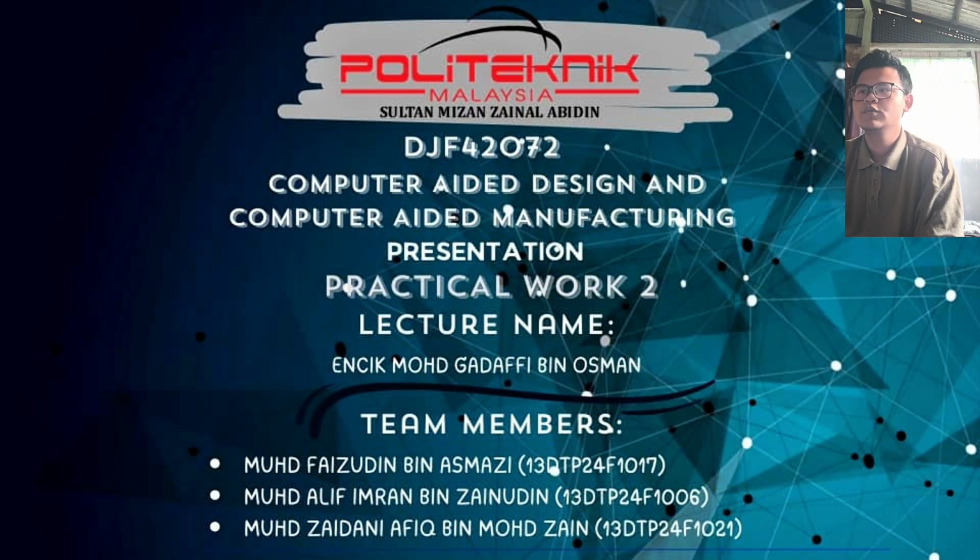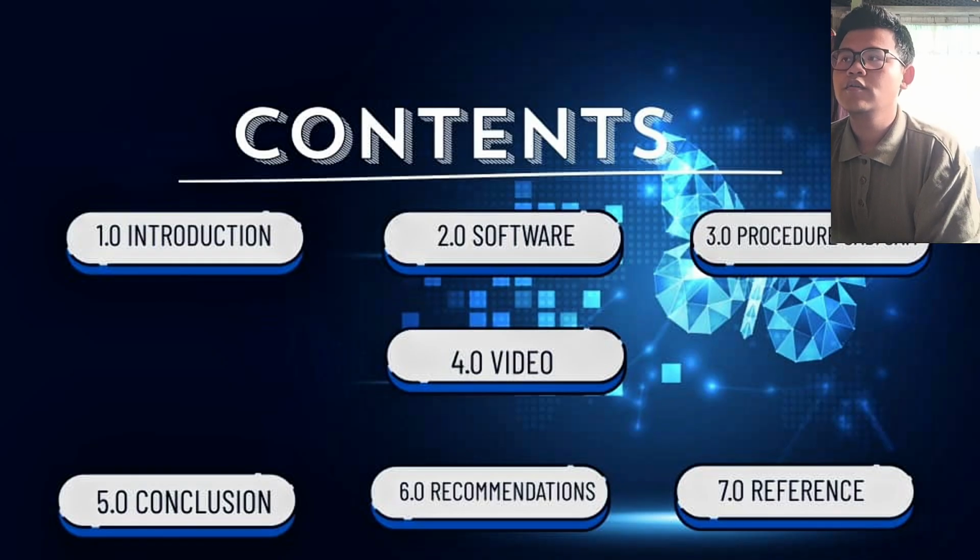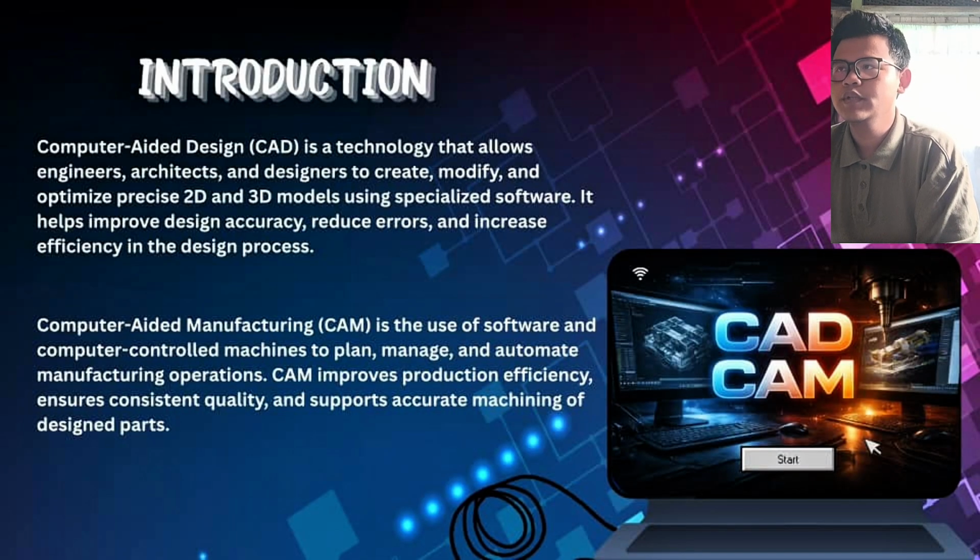Today we're going to do a presentation about Practical Work 2. For the introduction, computer-aided design is a technology that allows engineers, architects, and designers to create, modify, and optimize precise 2D and 3D models using specialized software. It helps improve design accuracy, reduce errors, and increase efficiency in the design process.